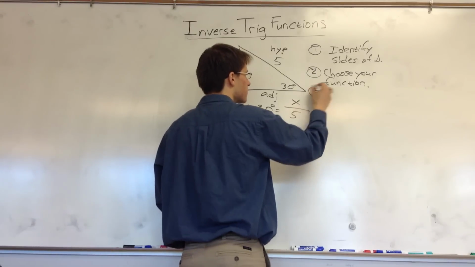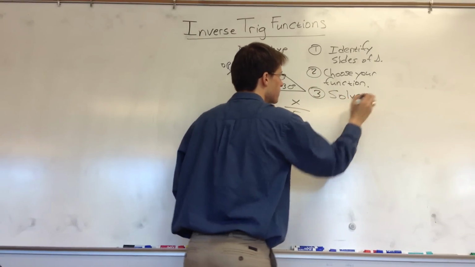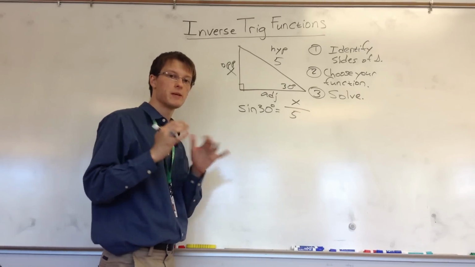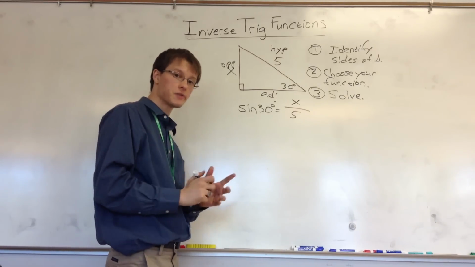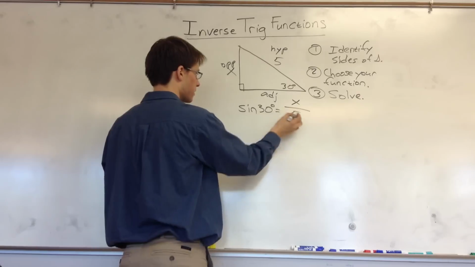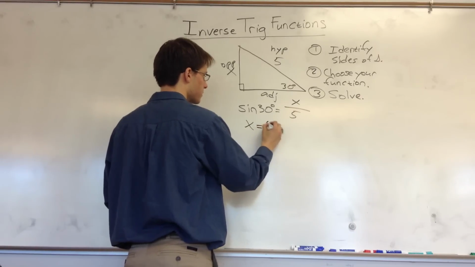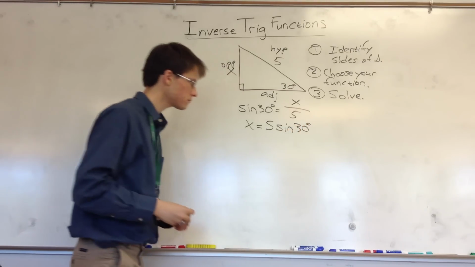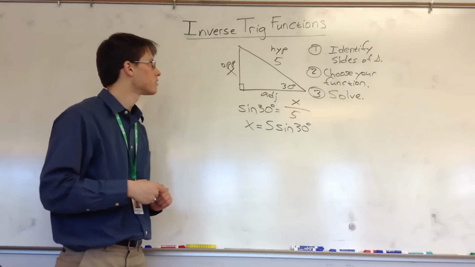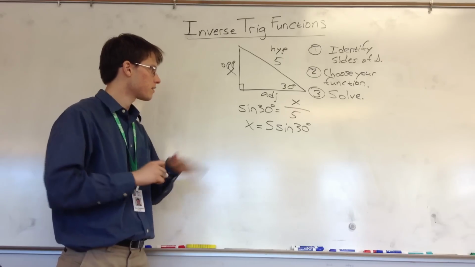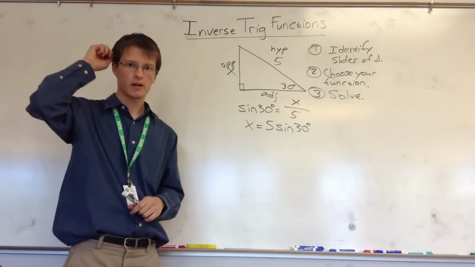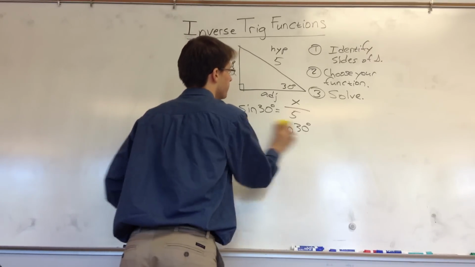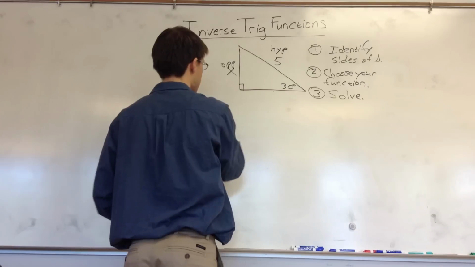Step 3 is solve. Here is where you need to know algebra, and it's very important that you're able to manipulate equations quickly, efficiently, and easily. To do that, we're going to multiply both sides by 5, and we find that x is equal to 5 times the sine of 30 degrees. And we're all set. Once you get there, you plug that into your calculator, and you write down your answer.